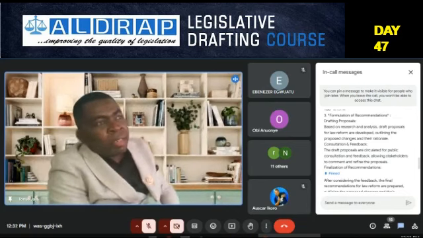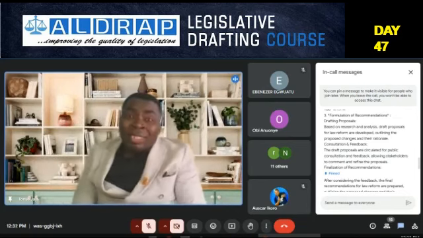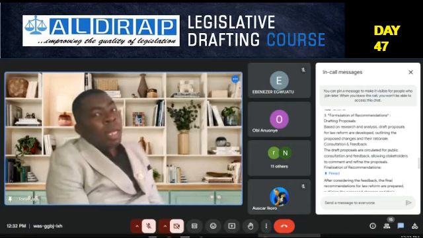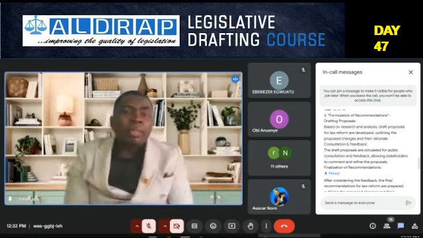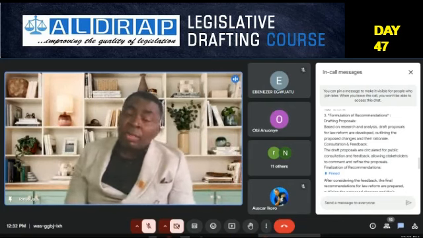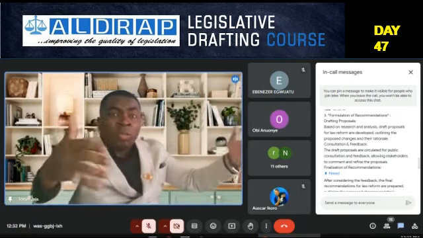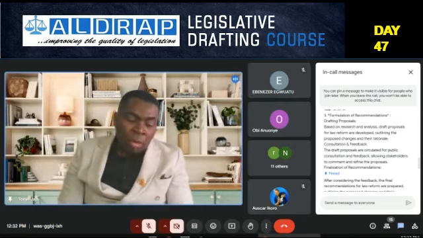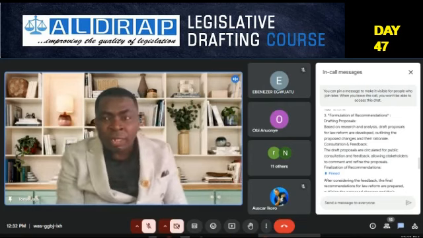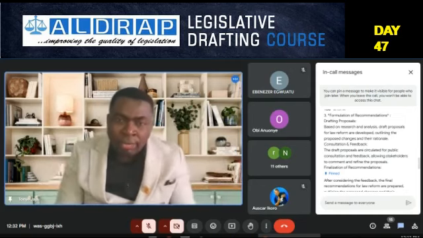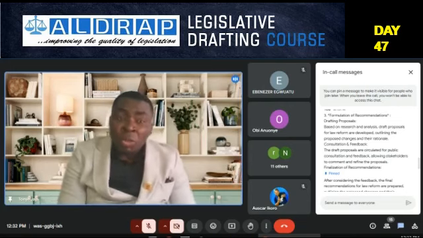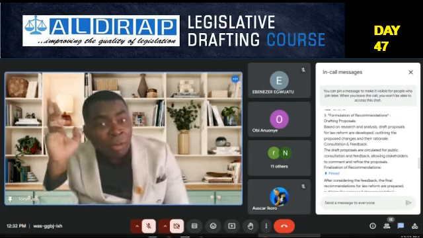And I'll tell you the difference. In the technical sense, law revision happens every 5 years. Every 5 years, you revise the laws of a country. That's why we have Laws of the Federation, Revised Edition 2010. That is a revised edition. Revision is different from law reform.